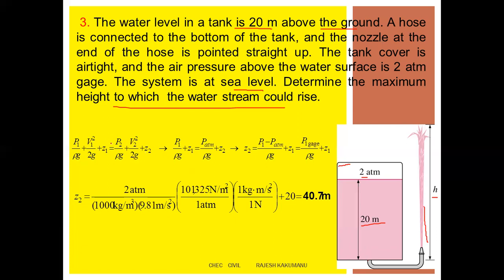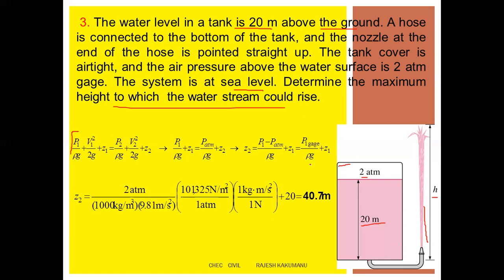Now applying the same formula, the Bernoulli's equation. So first write the given data. P1 by rho g plus V1 square by 2g plus Z1 is equal to P2 by rho g plus V2 square by 2g plus Z2. That implies P1 by rho g plus Z1 is equal to P atmospheric by rho g plus Z2. That is, Z2 is equal to (P1 minus P atmosphere) by rho g plus Z1. That is equal to P1 gauge by rho g plus Z1.